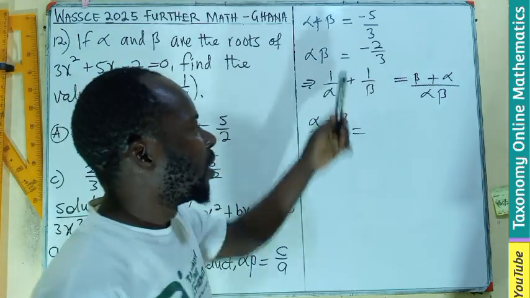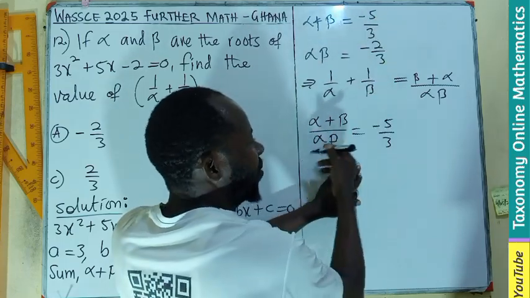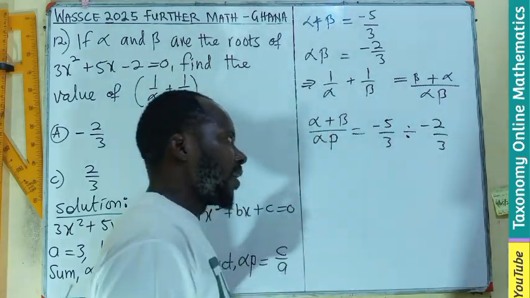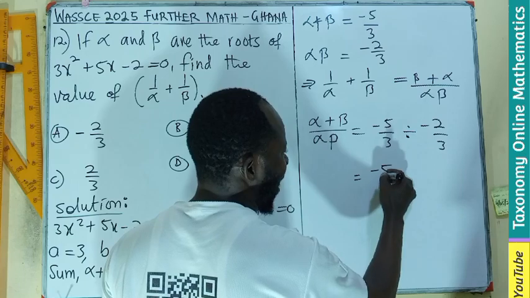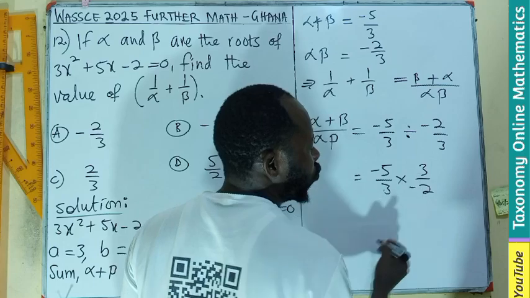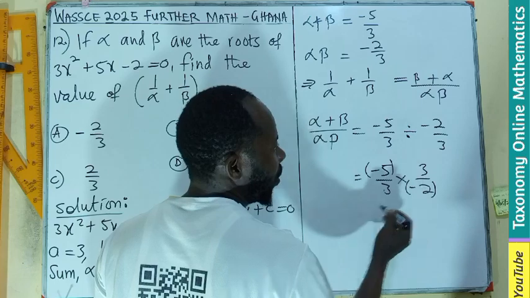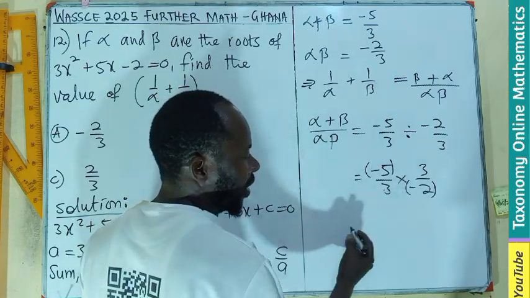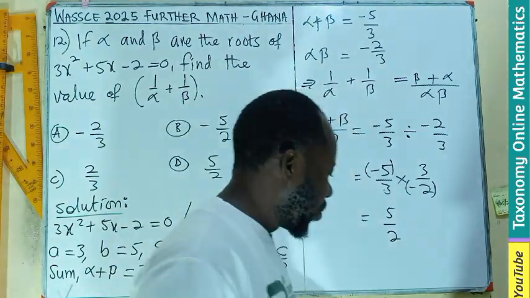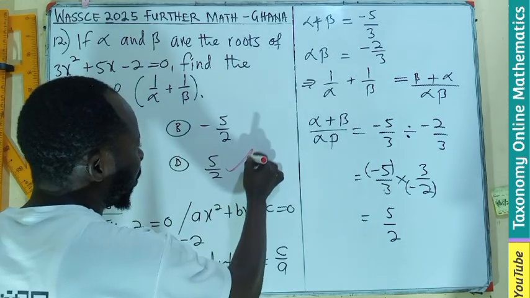So now you see this in there as minus 5 over 3, alpha plus beta, divided by alpha beta, which is minus 2 over 3. So right away I can see minus 5 over 3 times the reciprocal of this to give you 3 over minus 2. The minus will cancel. So let me write them out. If they cancel, the 3 will also cancel. So I'll be left with only positive 5 divided by positive 2. Let's check the options and see which one will go for that. I think the best one is going to be option D.